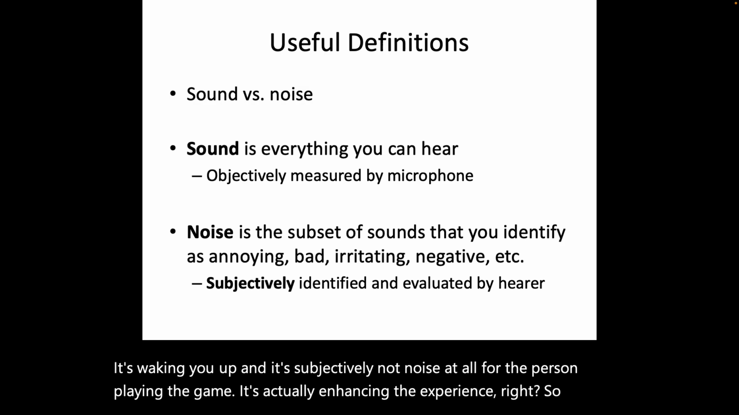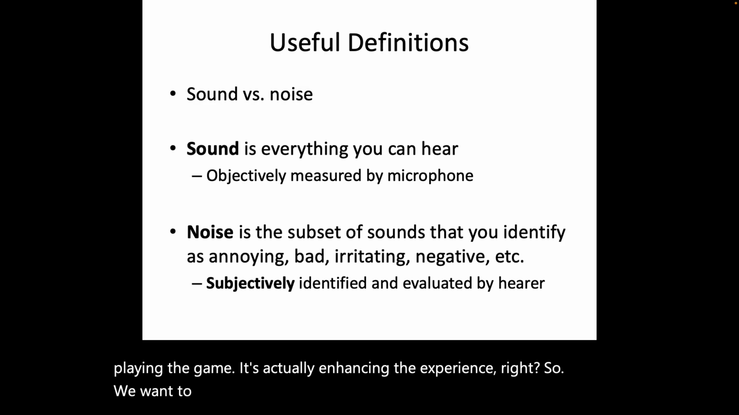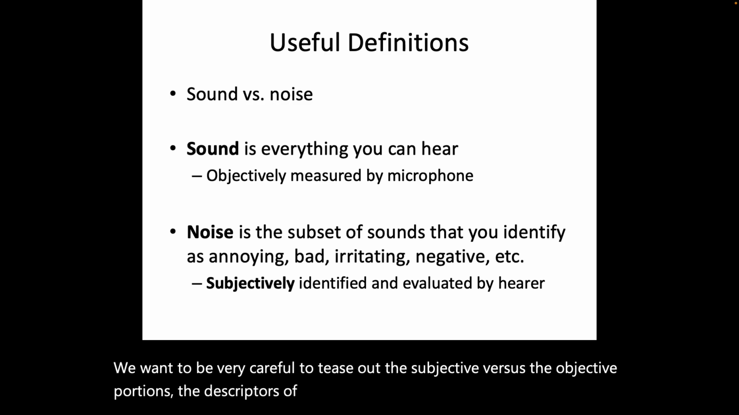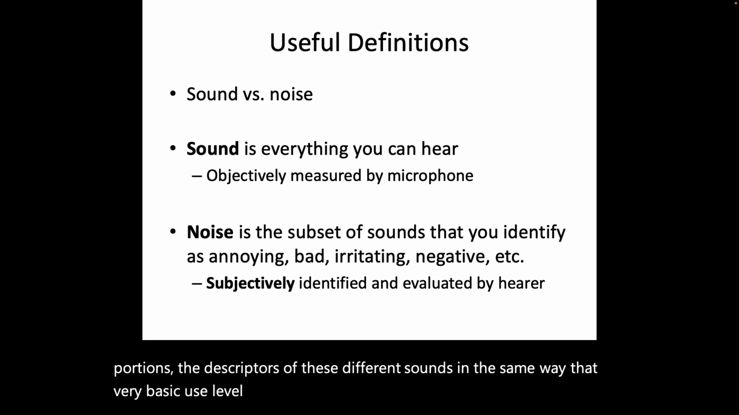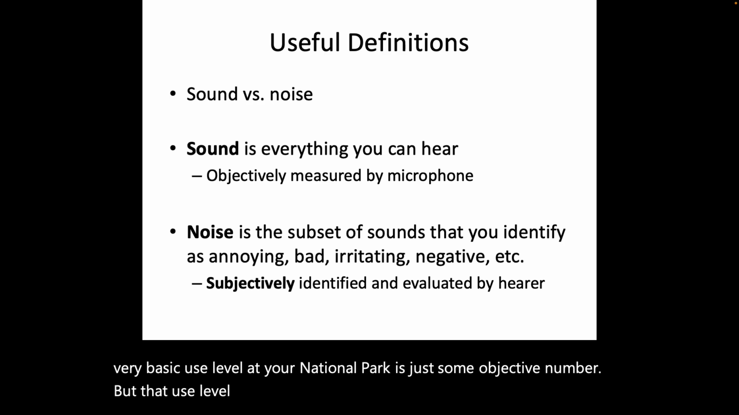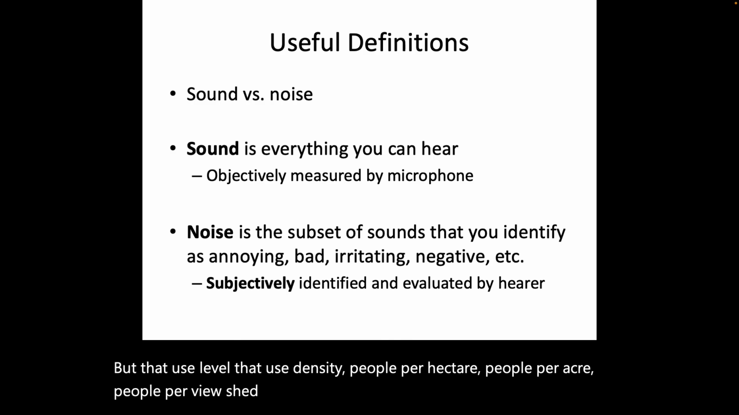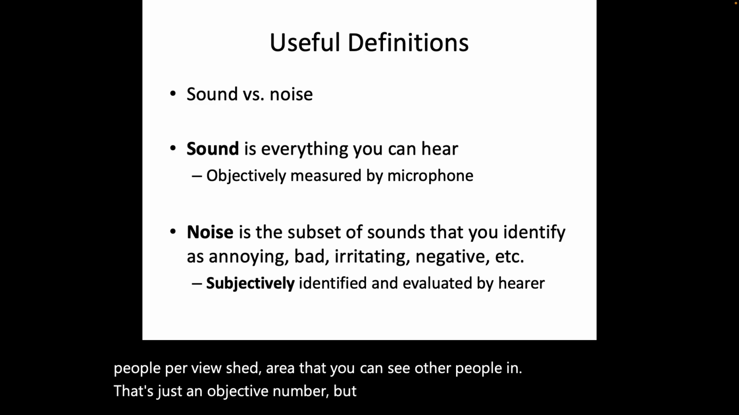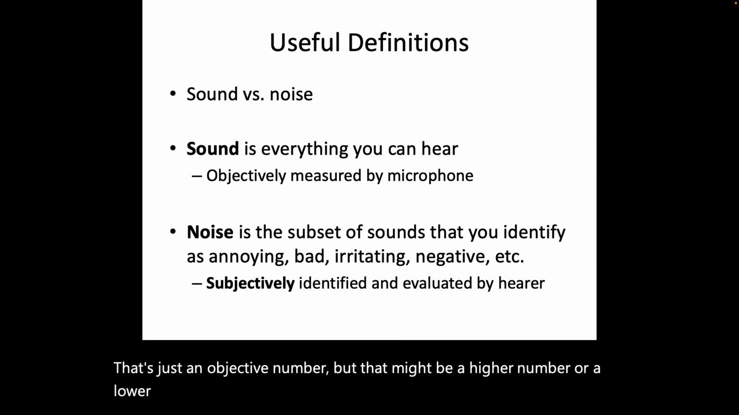So we want to be very careful to tease out the subjective versus the objective portions, the descriptors of these different sounds. In the same way that very basic use level at your national park is just some objective number. That use level, or that use density, people per hectare, people per acre, people per viewshed, area that you can see other people in, that's just an objective number. But that might be a higher number or a lower number than the subjective evaluation of how many people is too many people in a place.